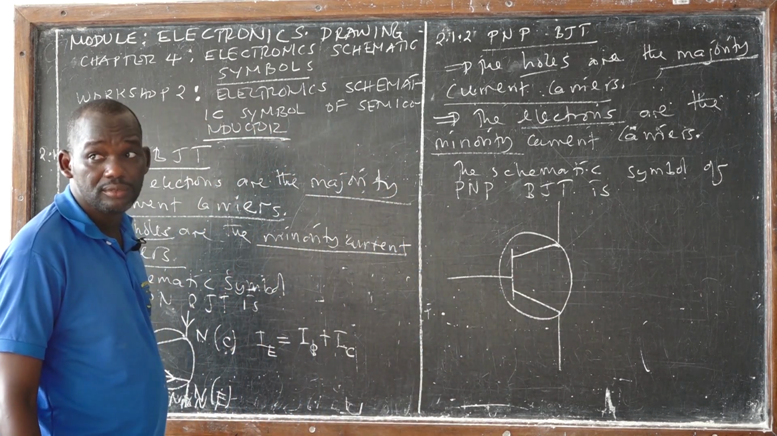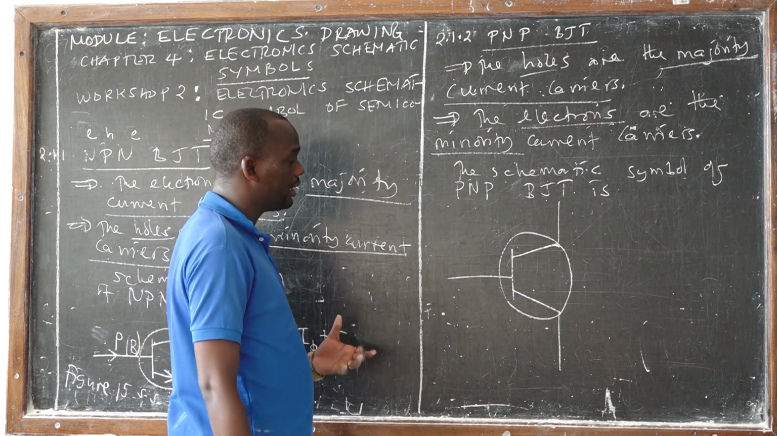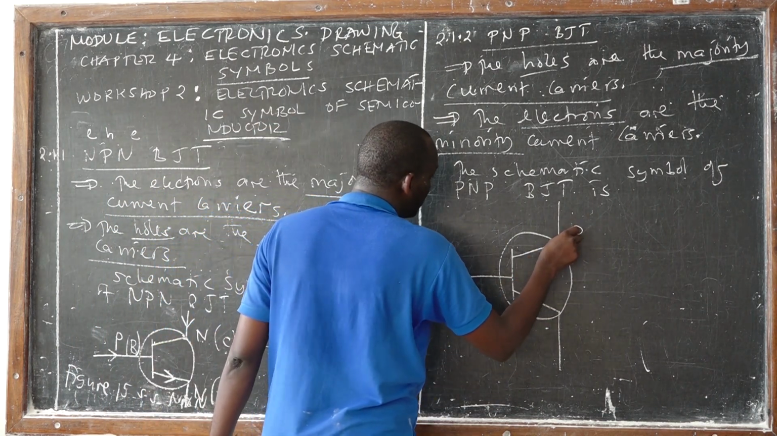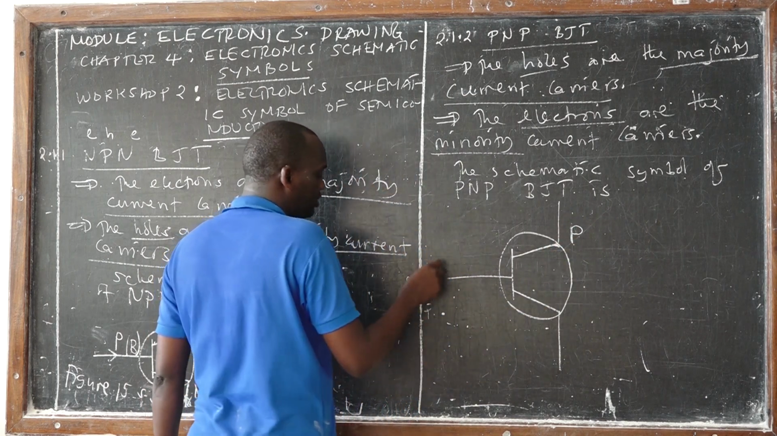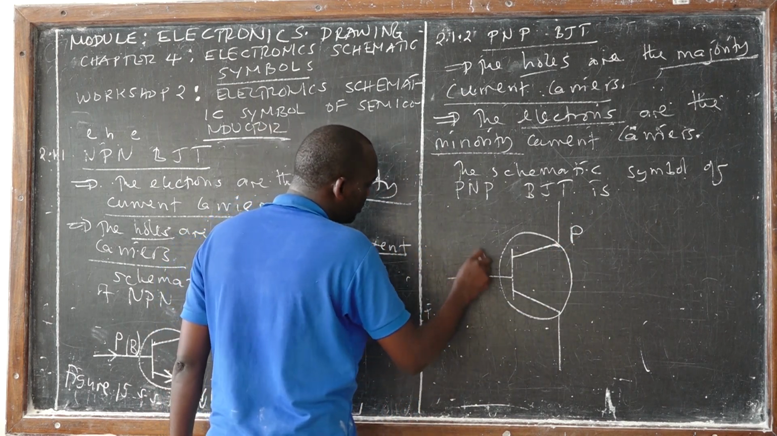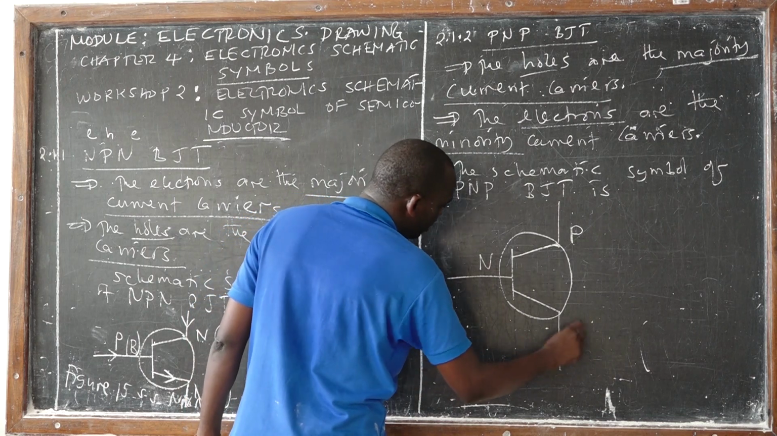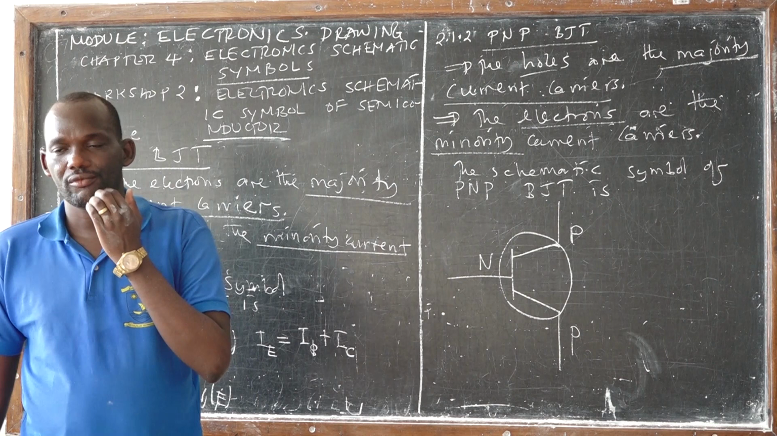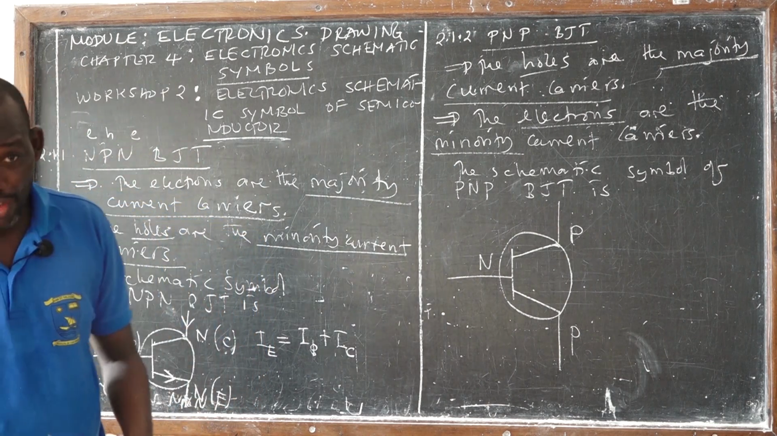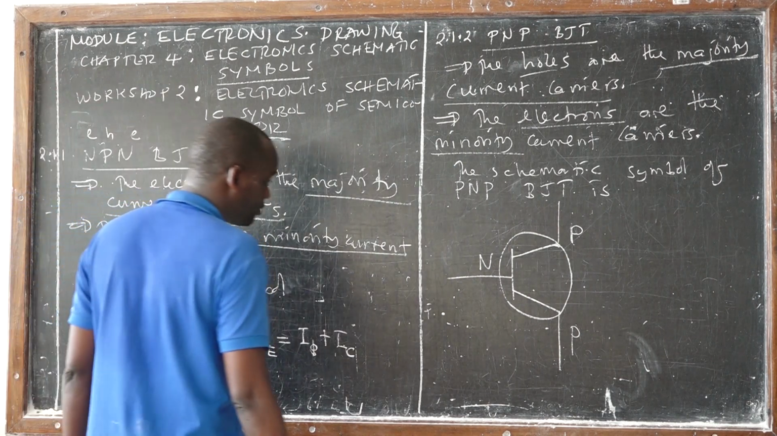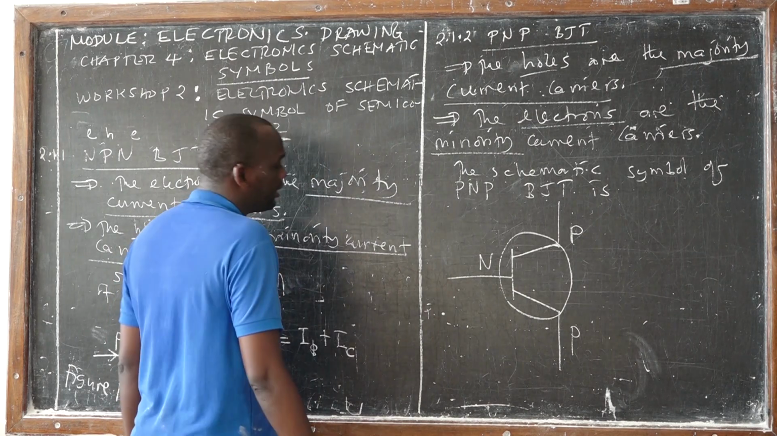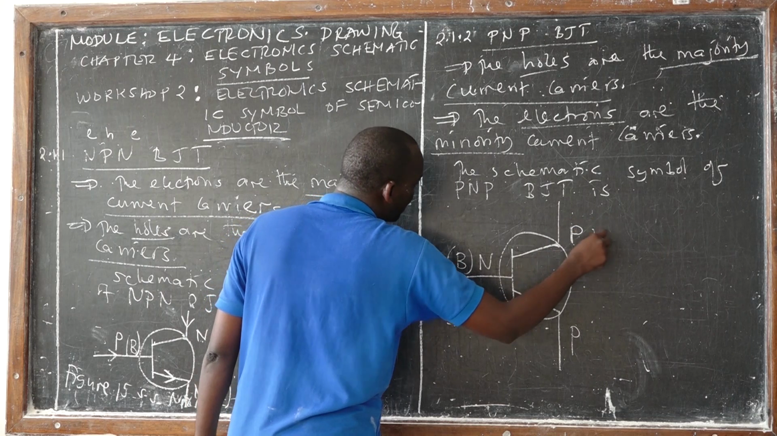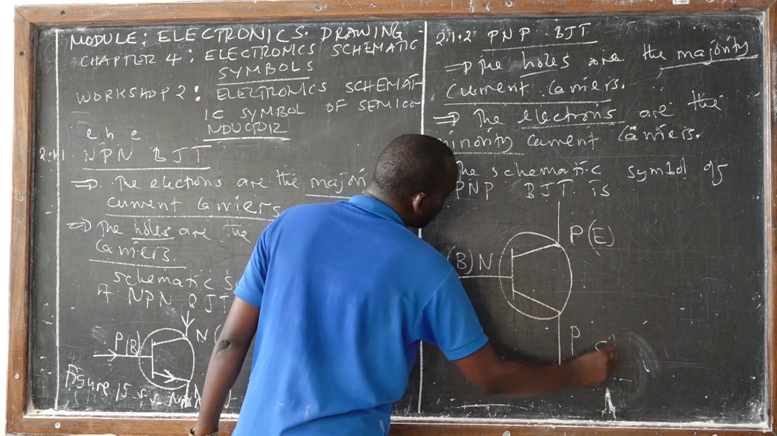Okay, listen. Listen and watch. This is P type semiconductor. This is N type semiconductor. And this is P type semiconductor. Listen and watch. Filippo now is writing. This one is base terminal, and this one is emitter terminal, and this one is collector terminal.